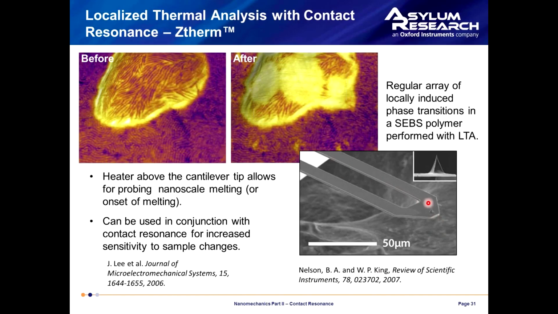The idea is you run a current through this cantilever with two legs, and there's a resistive bit here, and as the current flows through, the tip warms up. It gets very, very hot in some cases. You can use this in a variety of ways. You can make just localized little deflection measurements as you heat it up. Here's an example before and after. This is a SEBS polymer where we've induced a localized phase transition in a couple places.